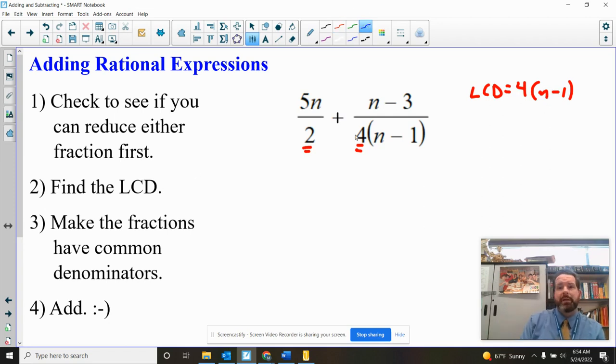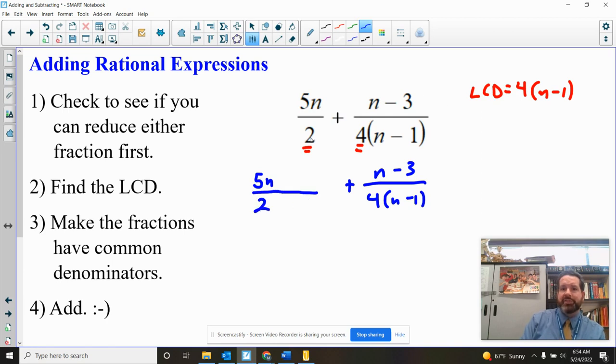Next up, make the fractions have common denominators. So 4(n-1), this one's already good. So the second fraction, nothing needs to change. It's already got the 4, it's already got the n-1. But the first fraction, it doesn't have everything we need. So it's got a 2. To turn a 2 into a 4, we need to multiply by another 2. And we also need this factor of n-1.